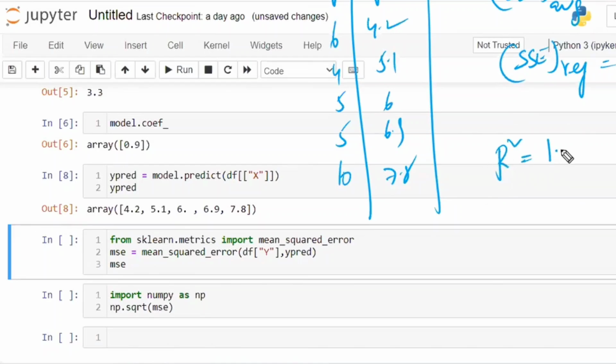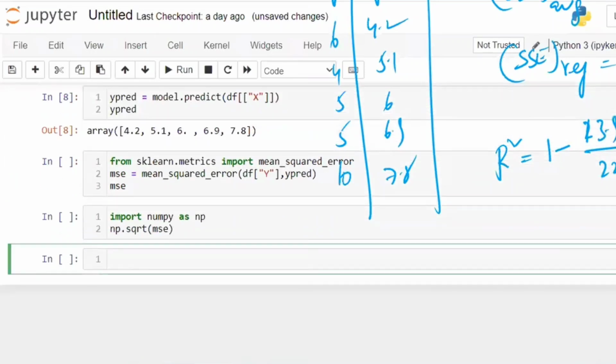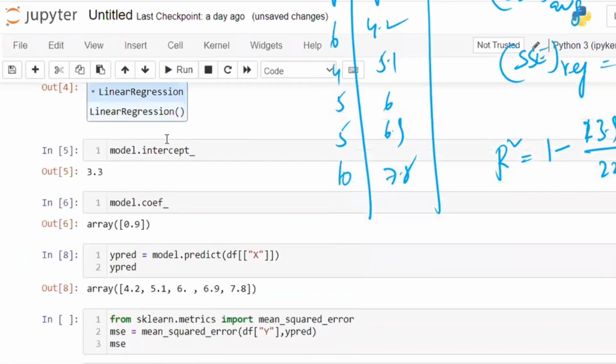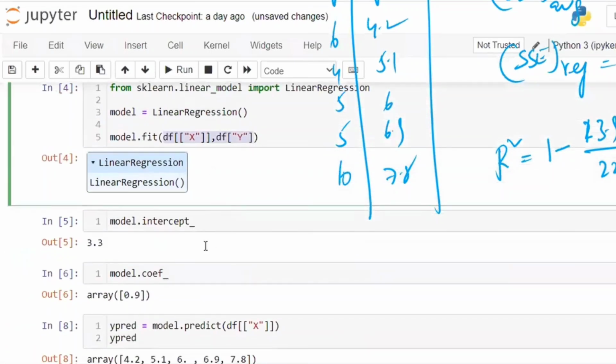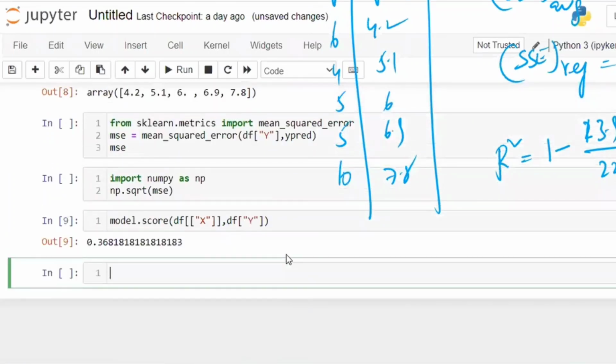R square is equal to 1 minus 13.9 divided by 22. Now, the same thing we are going to calculate in the same way, that is called model.score. I'm going to calculate the model score. Inside that, I'm going to give this X value and Y value, the same thing I have given here, copying it. And I'm asking with respect to the same answer. So here it is having 36% only.